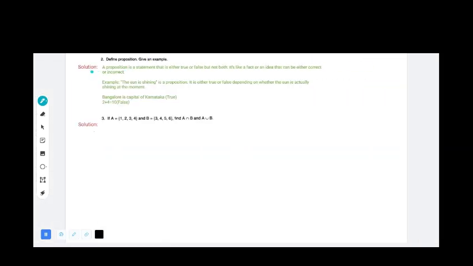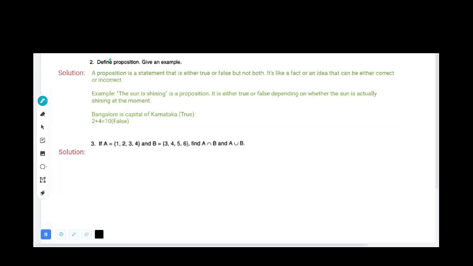Moving on with the second one. Define proposition, give an example. Solution: a proposition is a statement that is either true or false, but not both. It's like a fact or an idea that can be either correct or incorrect. For example, the sun is shining is a proposition. It is either true or false depending on whether the sun is actually shining at that moment.